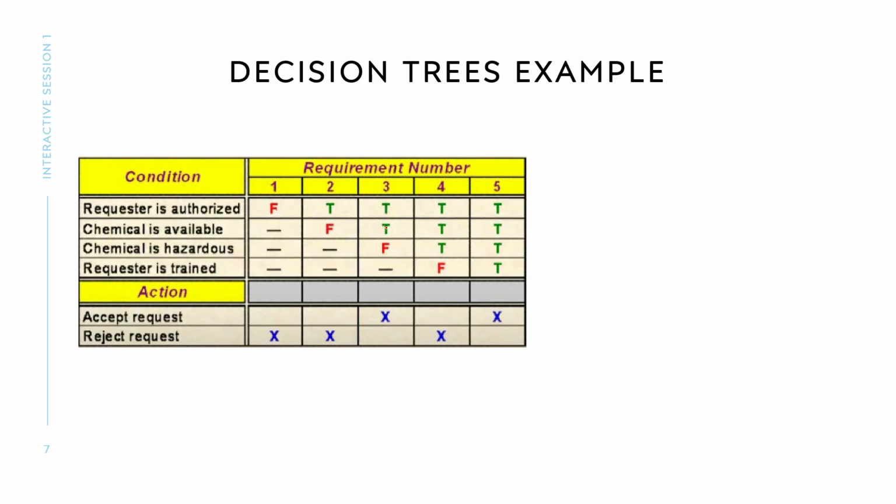So if the requester is authorized and the chemical is available, is the chemical hazardous? If it's not hazardous, you can accept it. If it's hazardous and the requester is not trained, then you reject the request. And finally, if everything is successful, then you accept the request, right?